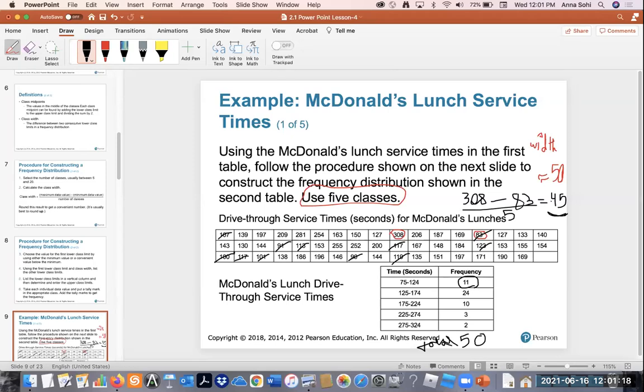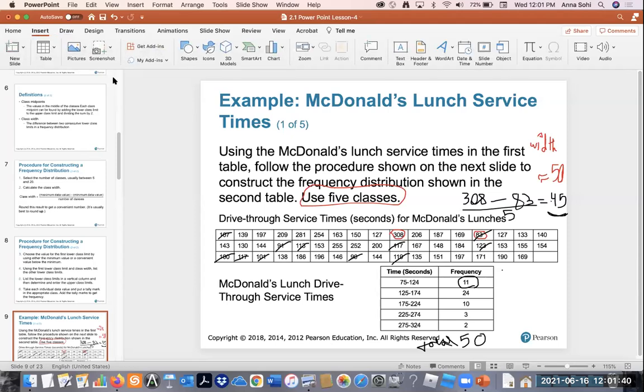That's exactly the same as the number of people you observed, because you need to fit all of them in the table. So if you add the frequency, it's the same as the number of data you had. Now let's talk about relative frequency. Relative frequency is a decimal or percentage.